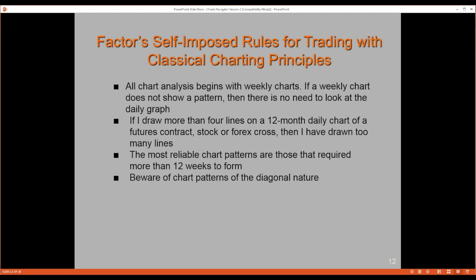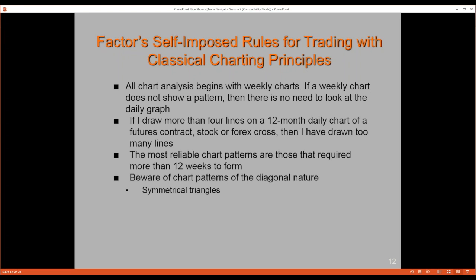I want to be aware of chart patterns that I call diagonal in nature. Those of you that I communicate with on a regular basis understand what I mean by diagonal. I'm talking about a line that's diagonal on the chart. It's angled on the chart. Beware of chart patterns that have diagonal boundaries. I want chart patterns that have horizontal boundaries, or at least chart patterns that break out through a horizontal boundary.